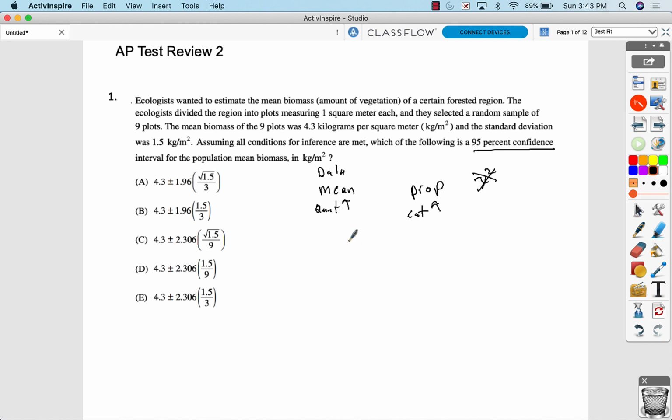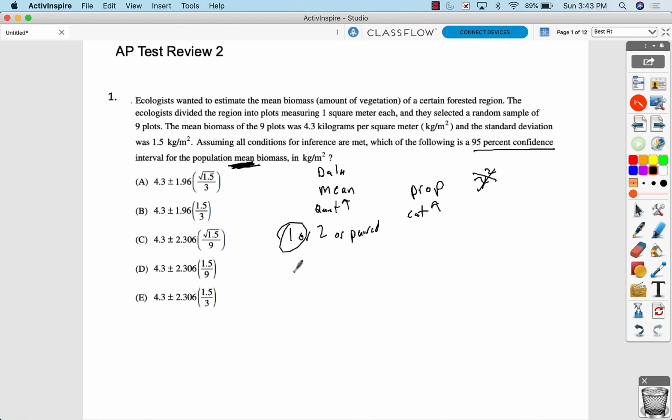Okay, so let's see what they measured. The amount of vegetation, so that's going to be quantitative. And another thing is the question's talking about mean right here. It says mean, so we know it's a mean. And all these are set up as a one sample, because after I do that, I do either a one or a two sample, or it might even be a paired. But in this case, it's just a one sample because they took 9 plots.